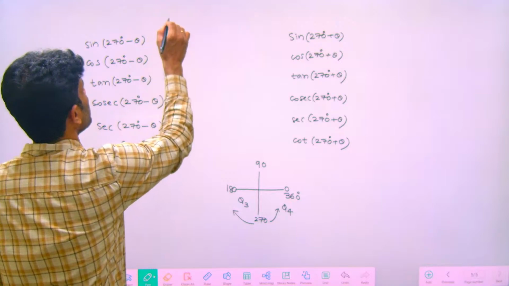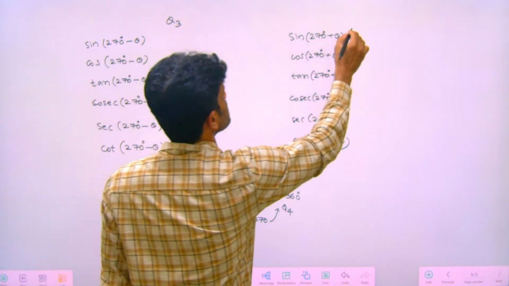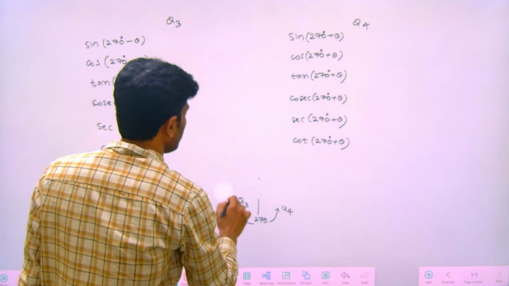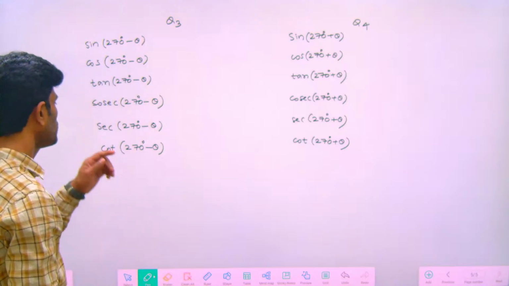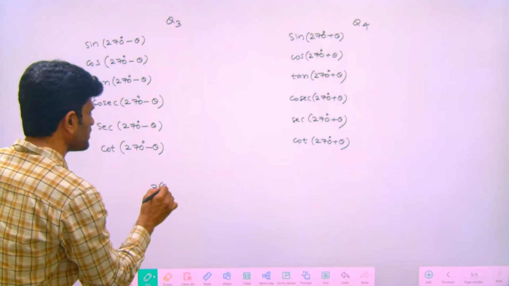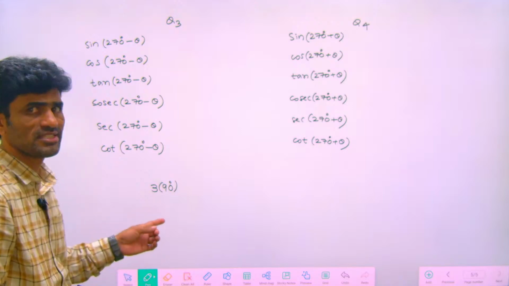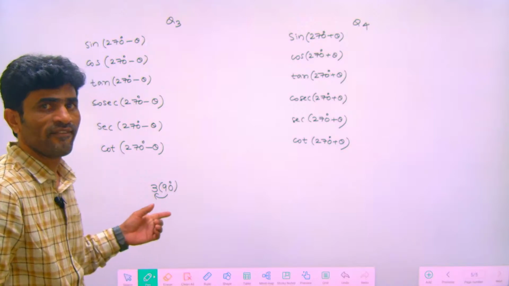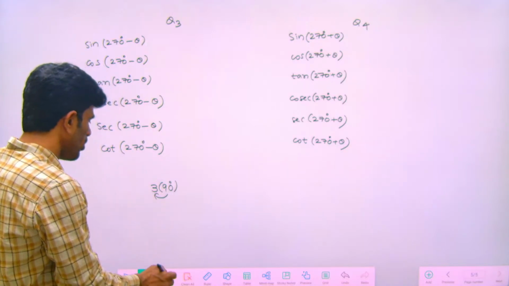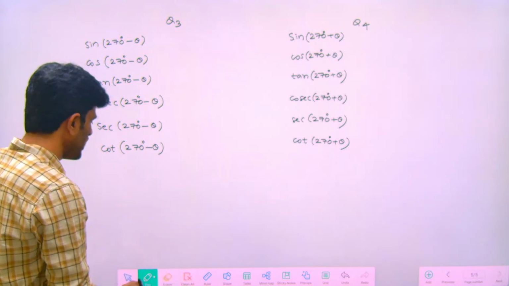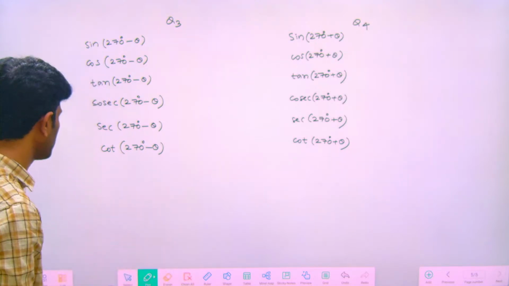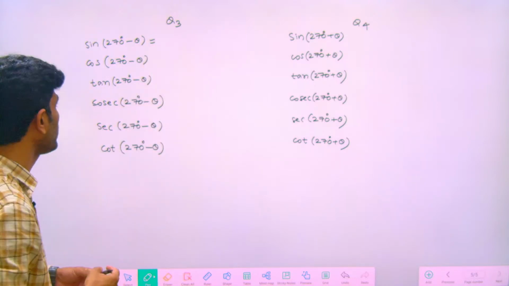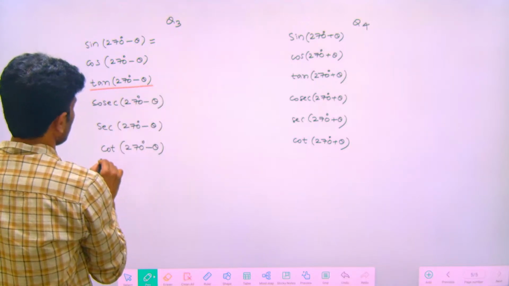So all these are lying in Q3, all these are lying in Q4. This is one thing you have to know, and another thing we have to know: 270 is 3 into 90 degrees. Means the multiple of 90 degrees is an odd number. When the multiple of 90 degrees is an odd number, all the trigonometric ratios will be changed. Sine will be cos, cos will be sine, like that. And in Q3, which are positive again? Tan is positive, cot is positive.